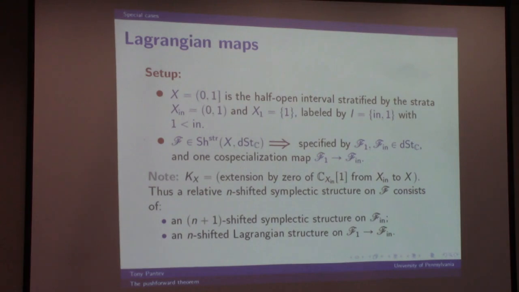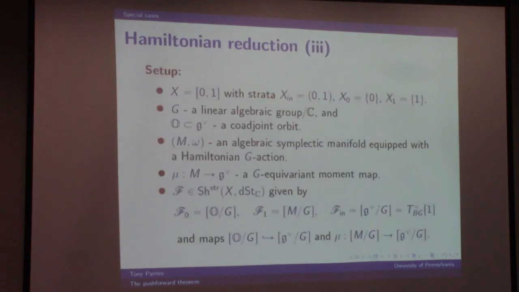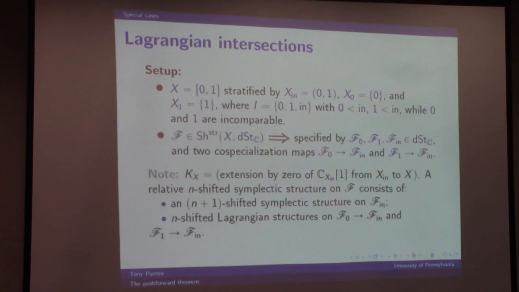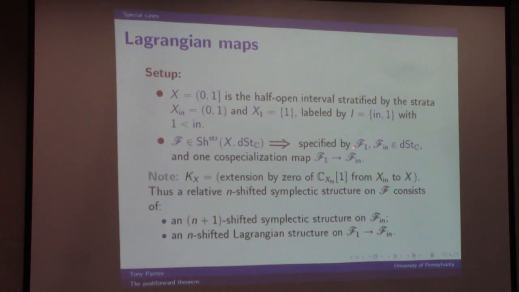You can say what a Lagrangian map is by using the push-forward theorem. This is the chicken and egg thing I was mentioning, that you can use one to define the other. So if you take your topological space to be the half-open interval, stratified by the open interval as an open stratum and the right end as the closed stratum, then a sheaf of stacks on this stratified space is just two stacks, one value at the closed stratum, one value at the open stratum, and a co-specialization map.